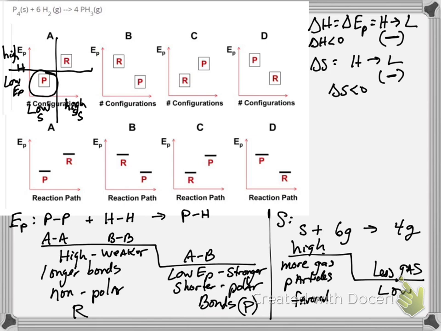So our products are at low potential energy, low entropy, right? And we pick A. If we look at the reaction path, we can immediately cross out A and D because they have the reactants and products switched. Now the question is, do we have an exothermic reaction, which is B, or an endothermic reaction, which is C? And the answer is B. Keep in mind that the reaction path diagram ignores the analysis of entropy. So you only use entropy when you have configurations as your x-axis.